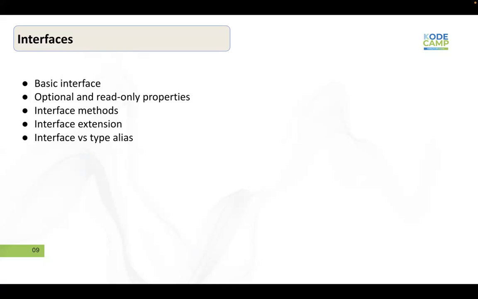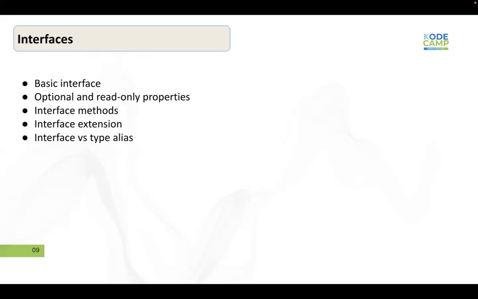They also have some characteristics that we can look at. They are defined using the interface keyword. They can be extended and implemented. They support declaration merging. They are primarily used for object shapes and are also compile-time constructs. So once the code is compiled, they actually go away.